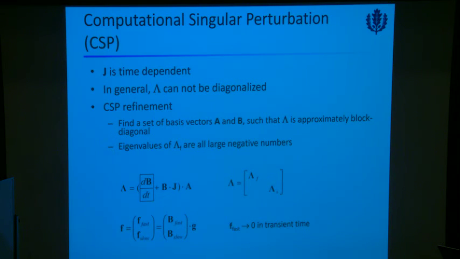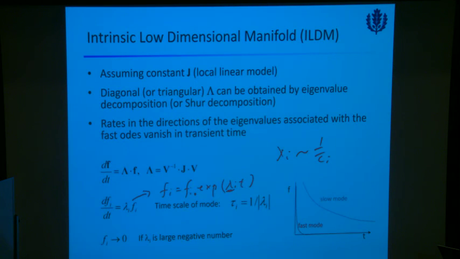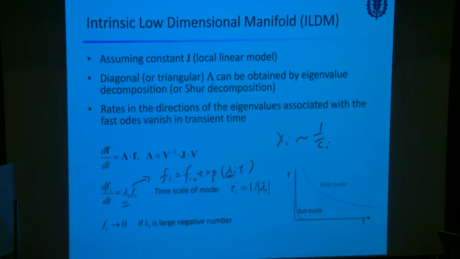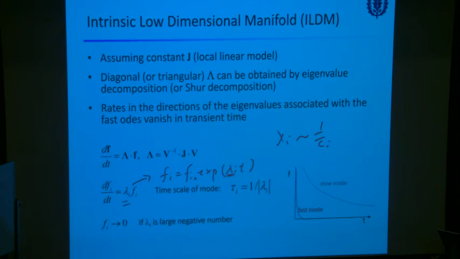So if lambda i is negative, and also a large number, a large negative number, what does this mean? That means this mode will decay to 0 very quickly, right? How fast is the time? It's inversely proportional to lambda i.